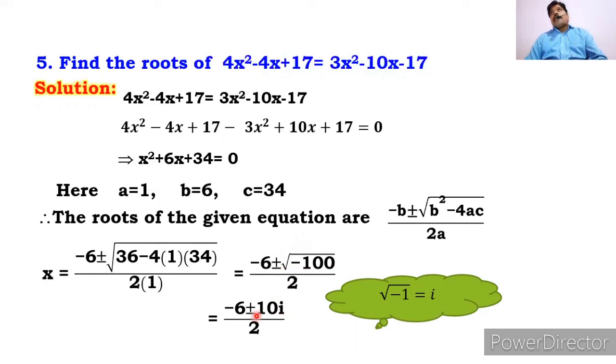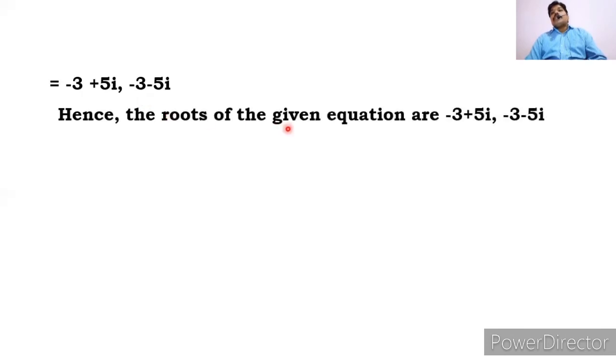So plus or minus: first take the plus, so −3 + 5i, and if you take the minus, it becomes −3 − 5i. Hence the roots of the given equation are −3 + 5i and −3 − 5i. These roots are called complex roots of the given equation. So see the next question.